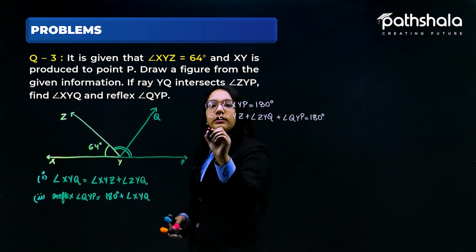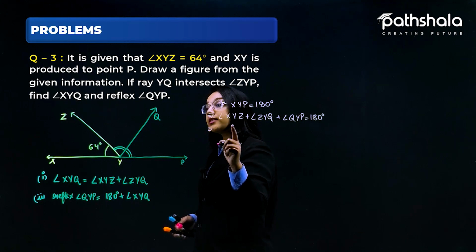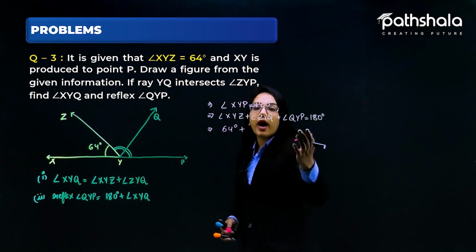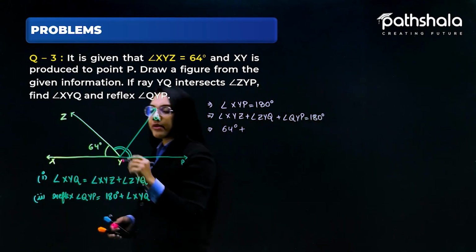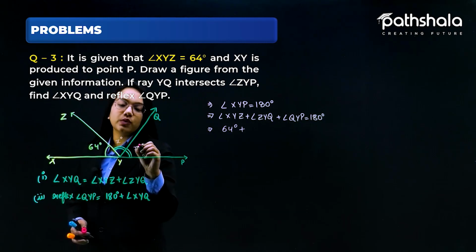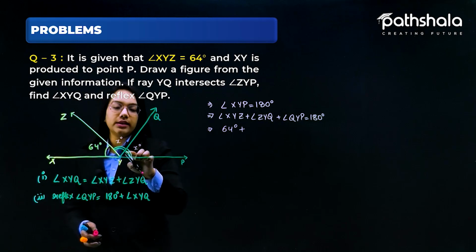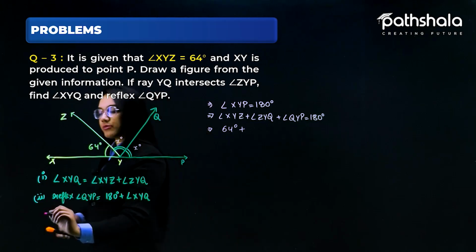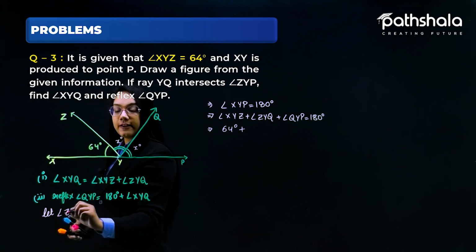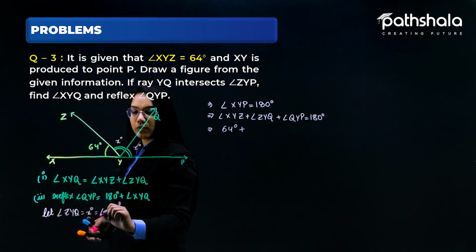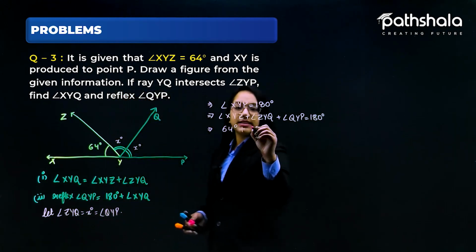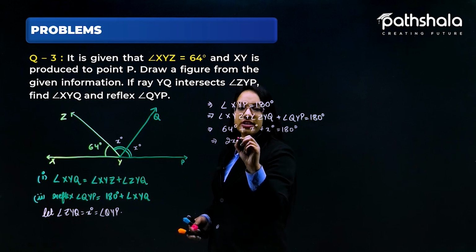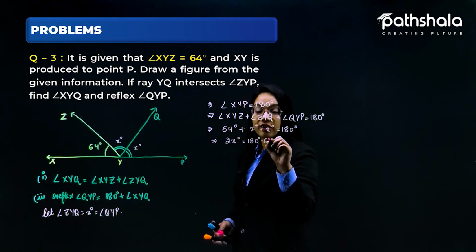Now, we know that XYZ is 64 degrees. Plus, we know that these two angles are equal to each other. Let us take this angle as X degrees, so this angle is also X degrees. Why so? Because this ray is bisecting this angle. So let the angle ZYQ be equal to X degrees, which is equal to the angle QYP. So 64 plus X plus X is equal to 180 degrees. Furthermore, we can write 2X is equal to 180 degrees minus 64 degrees.